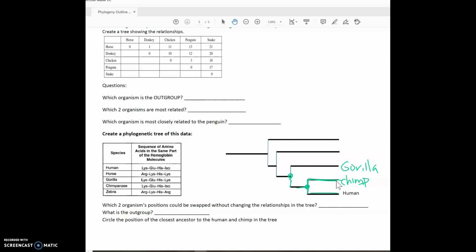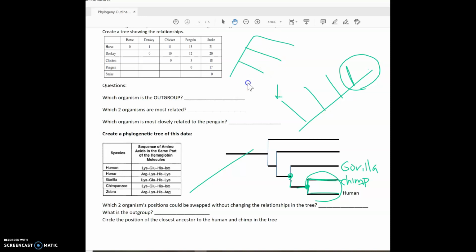Also be aware it doesn't have to be that the closest ones are at the bottom. It could be drawn this way, so it could look like this, and then this would be your outgroup down here, and these would be your closest up here. So that's another possibility. I've also seen it this way, where they come down like this, in which case your outgroup is back here, and then your closest relatives would be here and here.